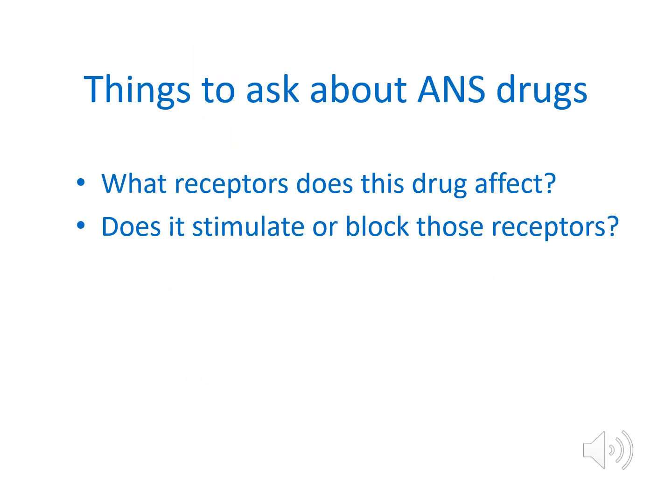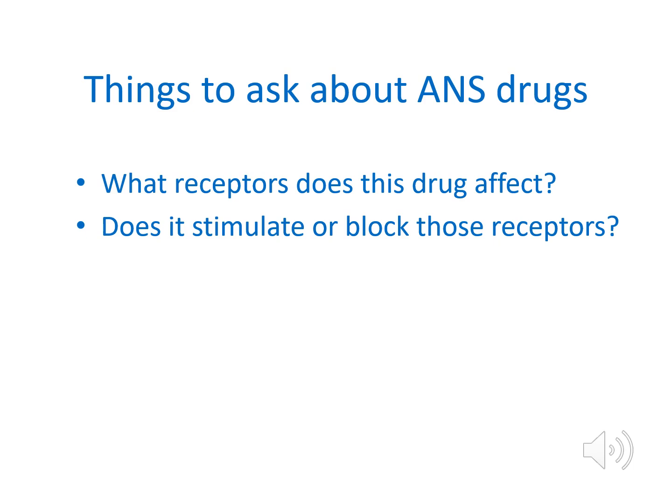So to put it in a really small nutshell, there's really only two things you need to know about an autonomic nervous system drug in order to know what it's going to do, who should take it, and who should probably not take it. Those two things are, what receptor sites does this drug affect, and does it stimulate or block those receptors? Okay, so we're going to walk through a few examples using those two questions.